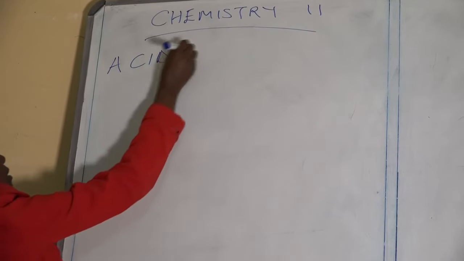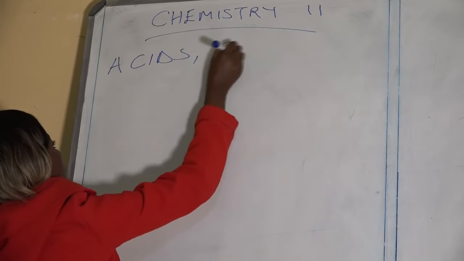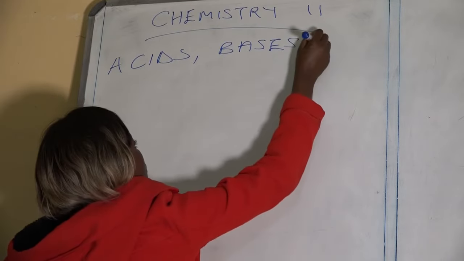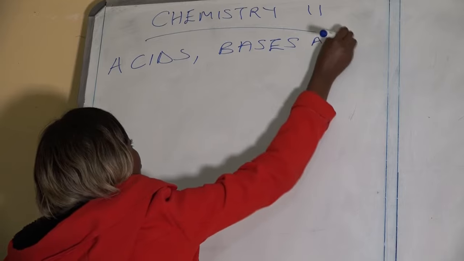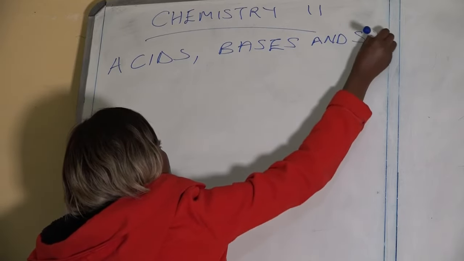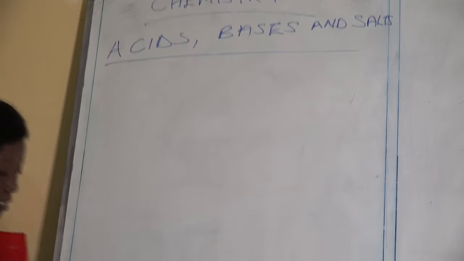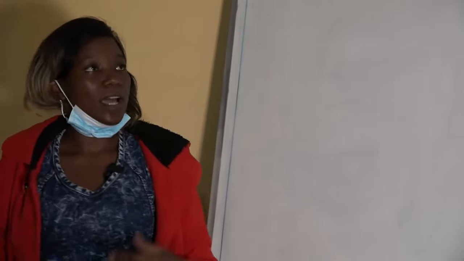We'll be looking at acids, bases, and salts. In this order, we are going to start with acids. What do you understand by the term acid? Most of you say, I have gastric acids, there is acid in this food substance, someone was acidified.